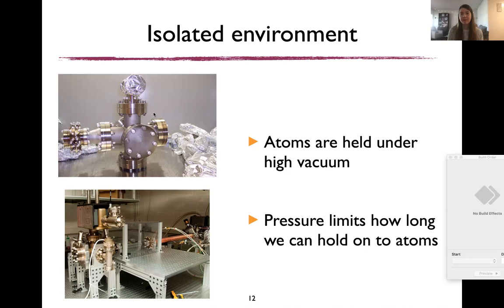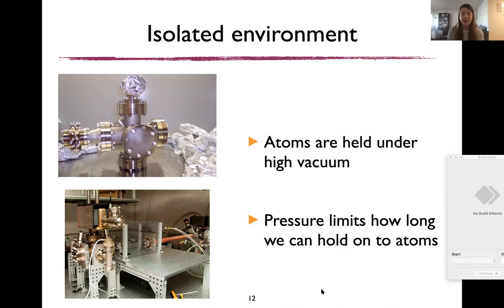So the pressures in these chambers are about 10 orders of magnitude lower than atmospheric pressure. This really means that the atoms will be really, really well isolated, and the probability that some impurity atom comes and crashes and destroys your qubit is going to be really low. So the coherence time in cold atom qubits can be really, really long.